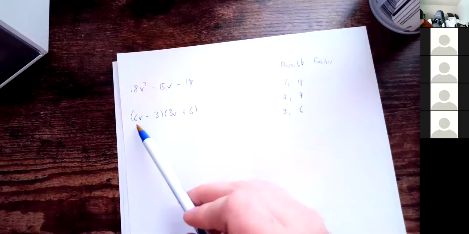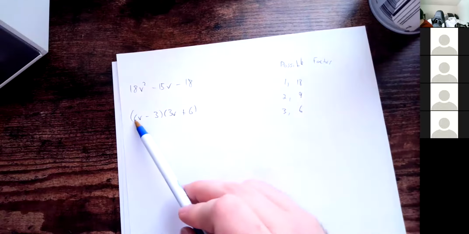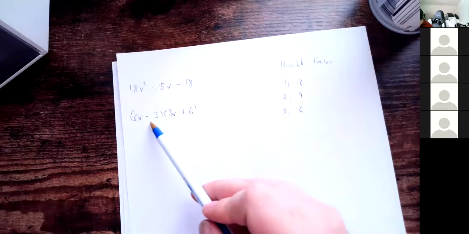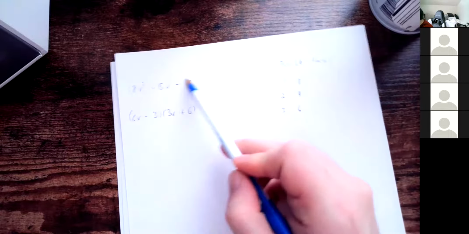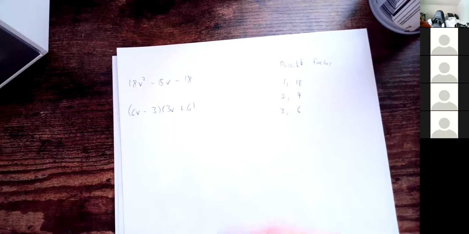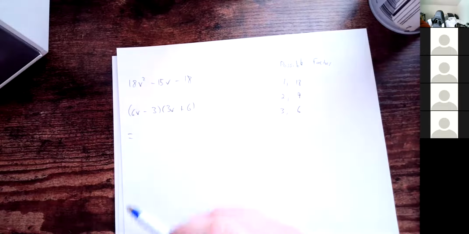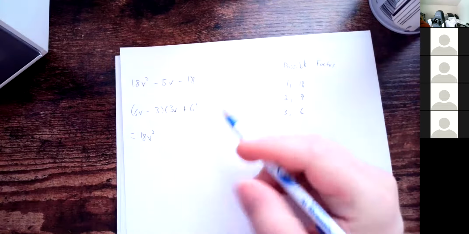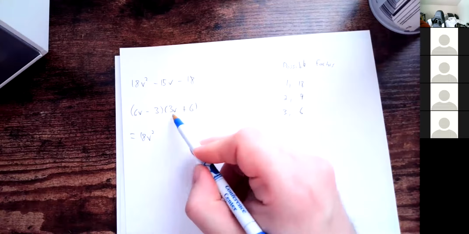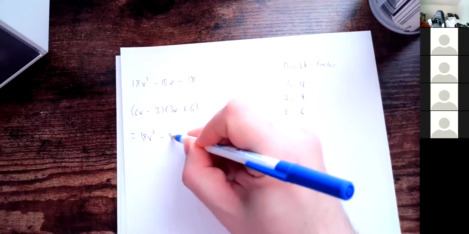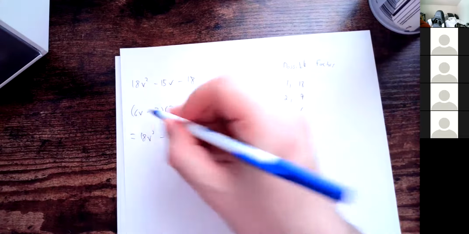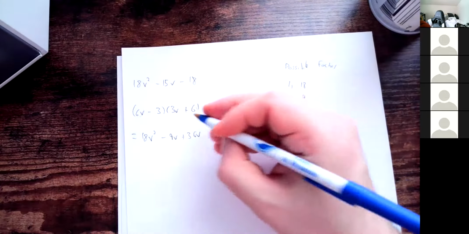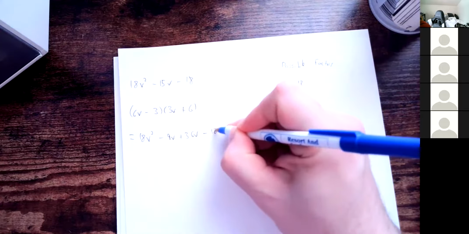I've picked 6 and 3, because if I multiply them out, I'll get 18v squared. And I picked 6 and negative 3, because when I multiply these two for the constant, I'll get negative 18. So let's check this out and see what happens. So 6v times 3v is 18v squared, and then negative 3 times 3v is minus 9v. 6 times 6v is 36v. And then 6 times negative 3 is minus 18.